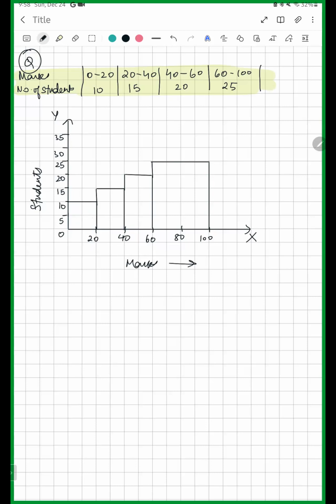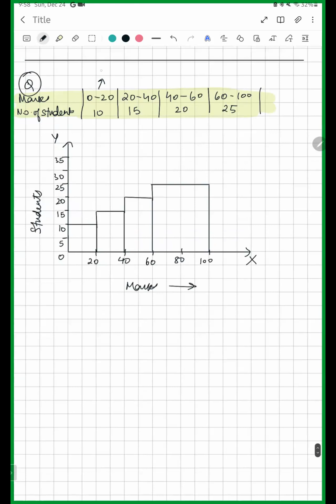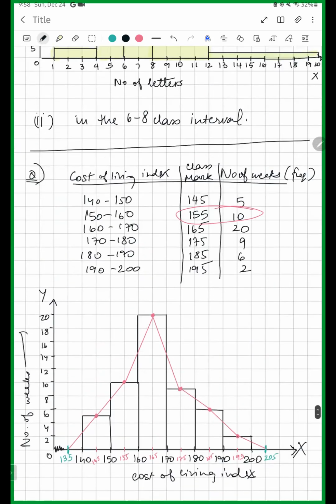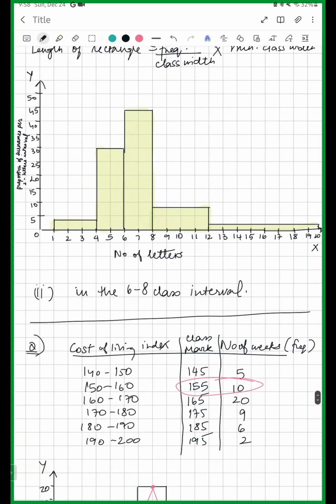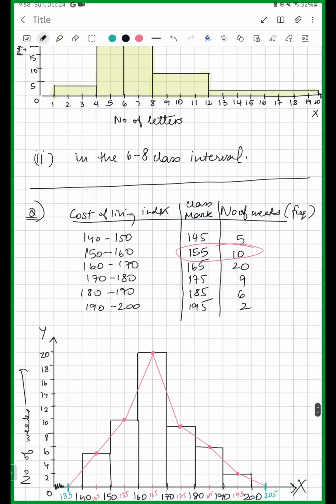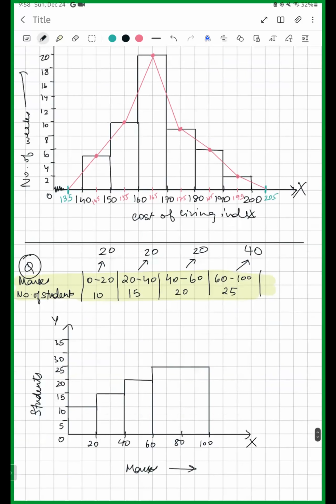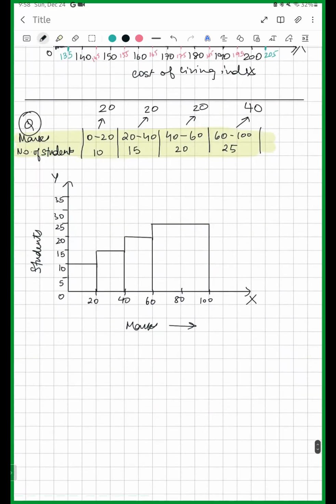The main issue is, note that over here, the class width is 20. Here, the class width is also 20. Here, also it is 20. But here, the class width is 40. So what did we just discuss? That when the class width is uneven, we have to make it even. We have to do something about it, right? We can't just plot the graph like this. So let's see how we would do it.